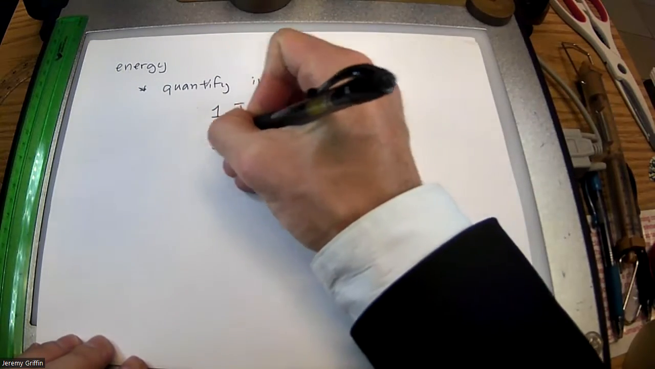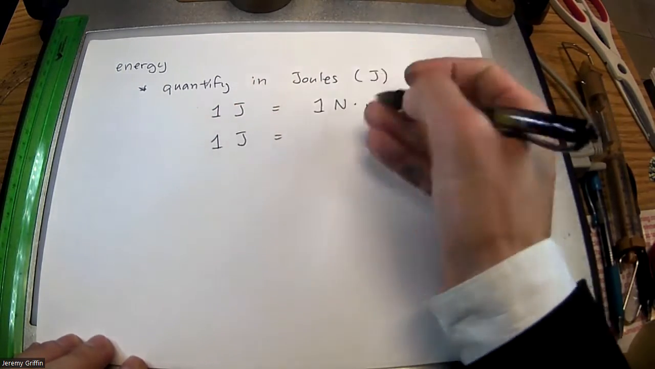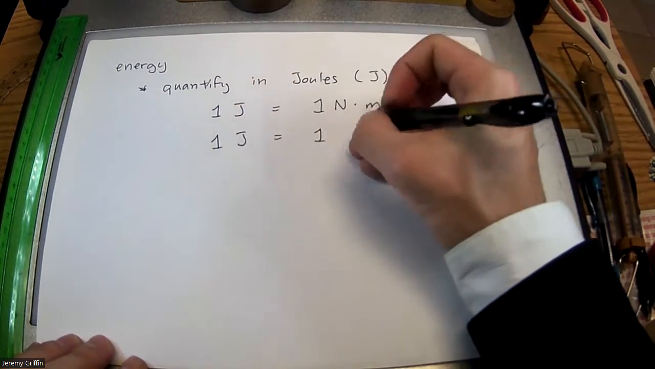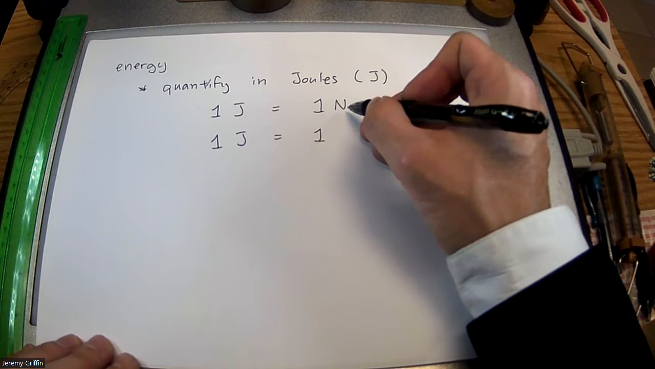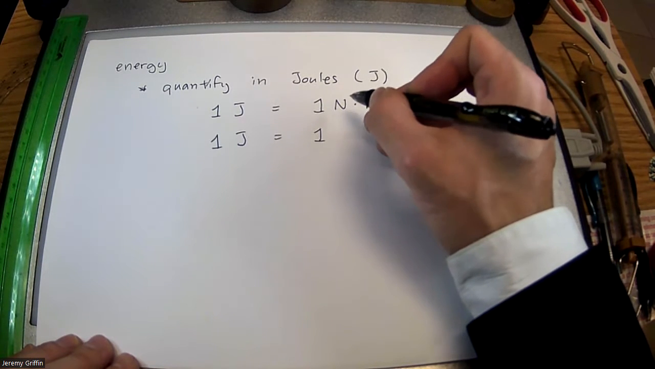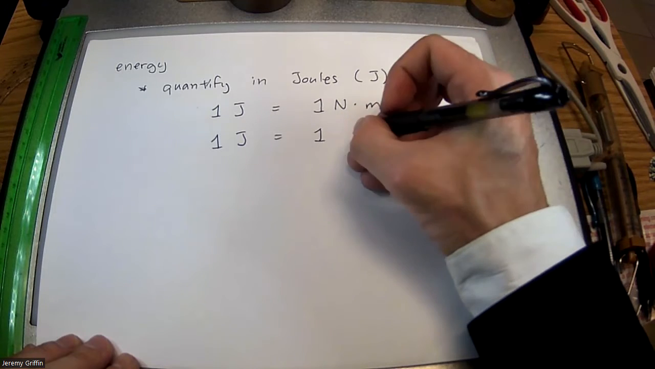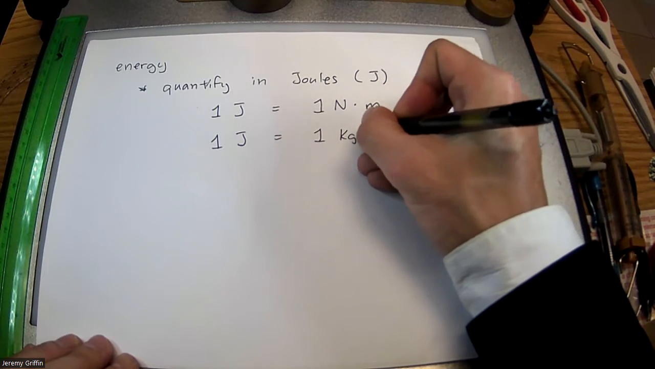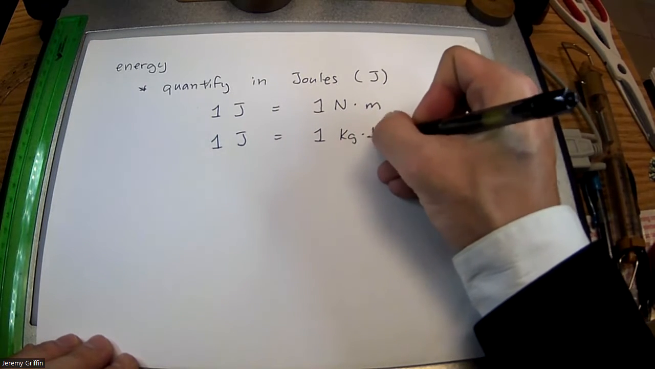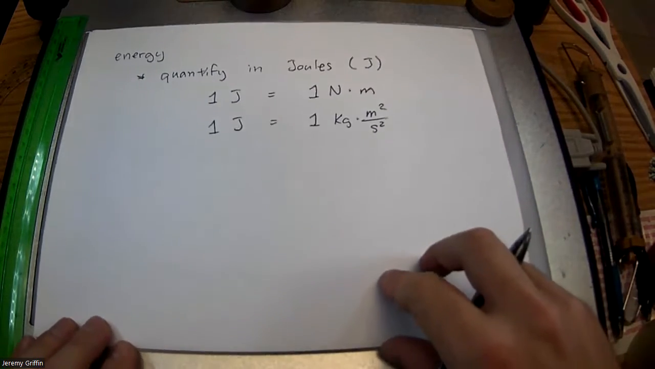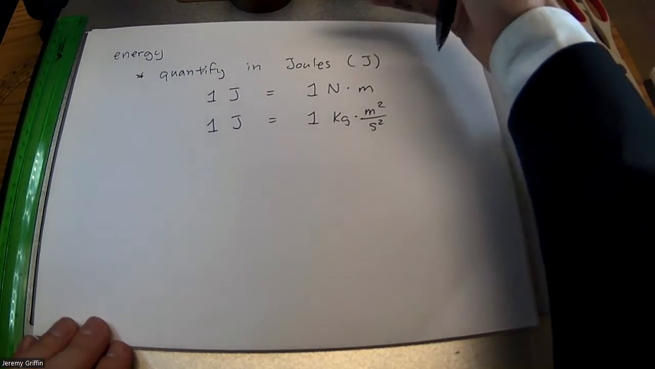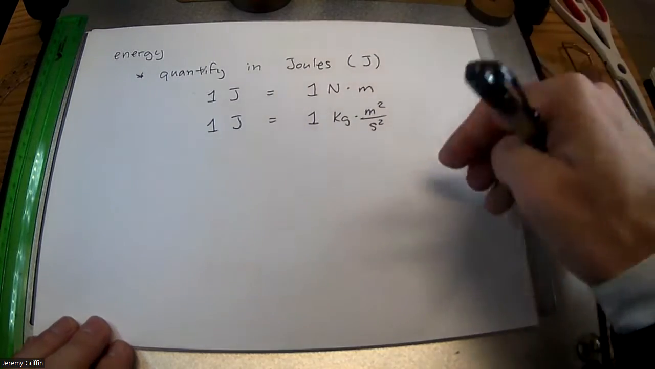Let me go one step further because Newton is a composite unit. You can break this down ultimately, because Newton is kilogram meter per second squared. You guys remember that? F equals ma, Newton's second law of motion. And if you combine that with this meter here, ultimately you get kilogram meter squared per second squared. So that's what 1 joule of energy is. So talking about energy, here's how you can quantify and measure it.